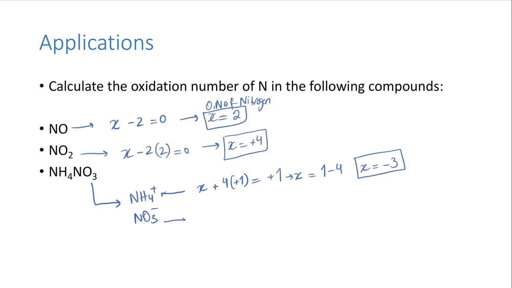And in NO3 minus, we have X plus (-2 multiplied by how many oxygens we have, which is 3) equals minus 1. Let me write it in a neat way. X plus 3 times minus 2 equals minus 1. This means that X, plus simple math, minus 6, is equal to minus 1. This means that X is equal to plus 4. Plus 5, sorry.